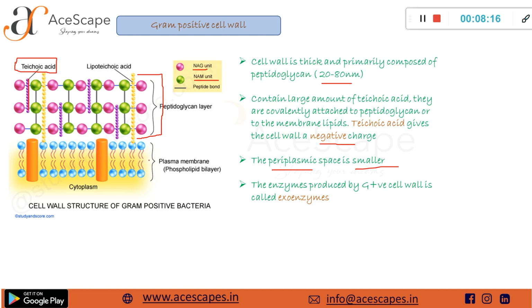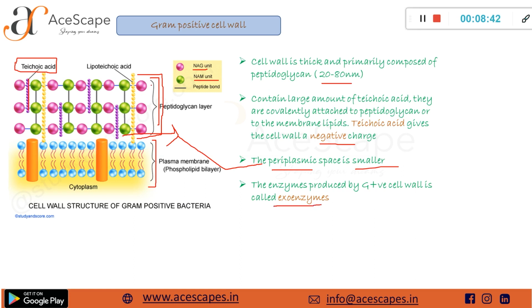Now, where is it present? It is present between the outer membrane and the cytoplasmic membrane. This is the space known as the periplasmic space, which is very small in the gram-positive cell wall. The enzymes produced by the gram-positive cell wall are called exoenzymes.